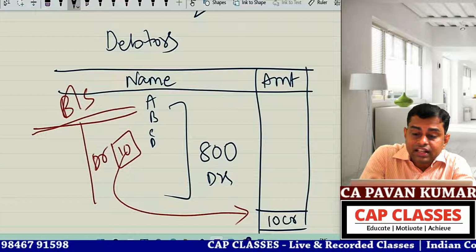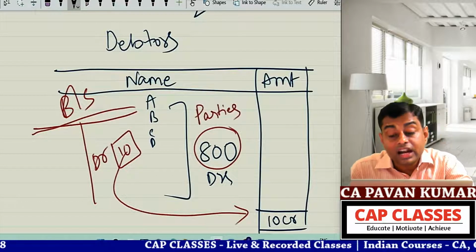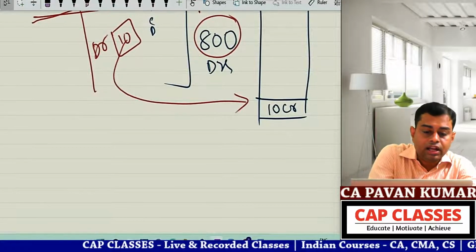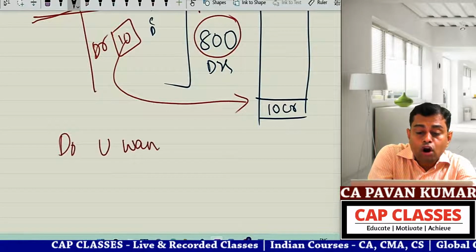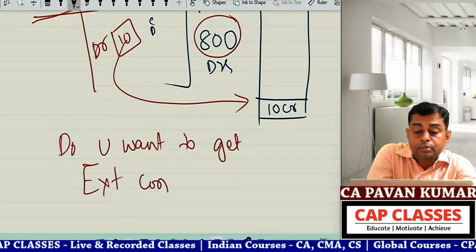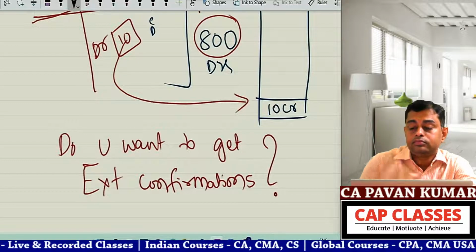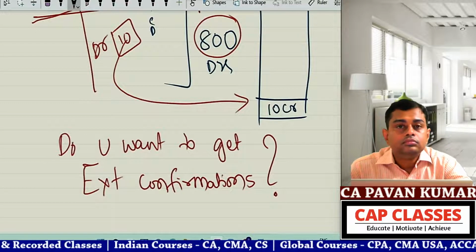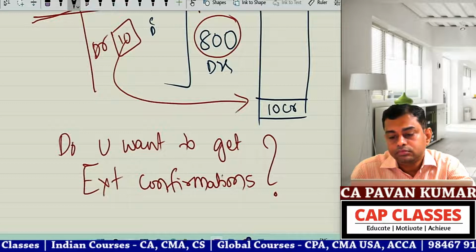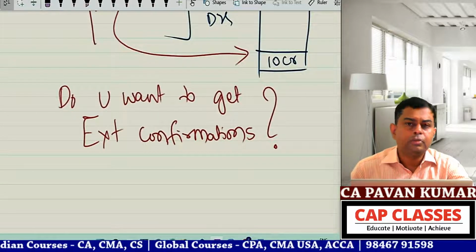So how many debtors are there in quantity? There are 800 parties. Now you tell me, while conducting audit, do you want to get external confirmations from debtors or no? Guys, I want your response. Yes, very good. Everybody is saying yes, I appreciate.